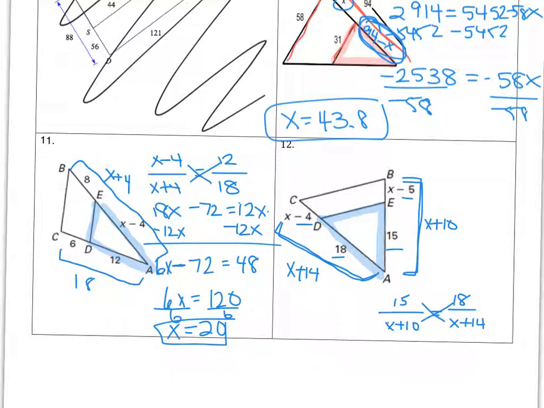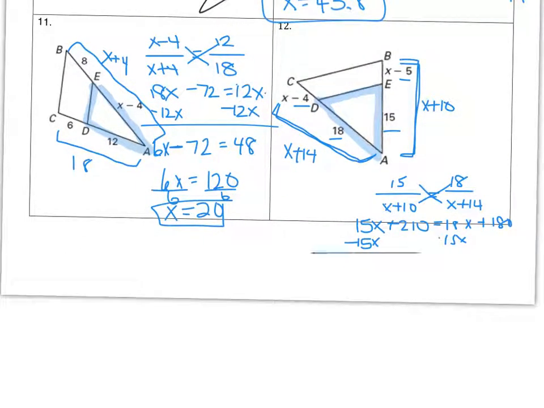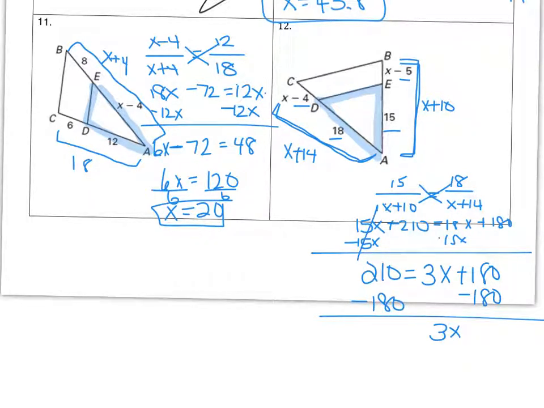I'm now going to cross multiply to solve. So I have 15x, and then 15 times 14 is 210 equals 18x plus 180, which is 18 times 10. I'm just distributing. So now I'm going to subtract 15x on both sides. And I have 210 equals 3x plus 180. So now I'm going to subtract 180 on both sides. So I have 3x, 210 minus 180 is what? 30. So x equals 10.